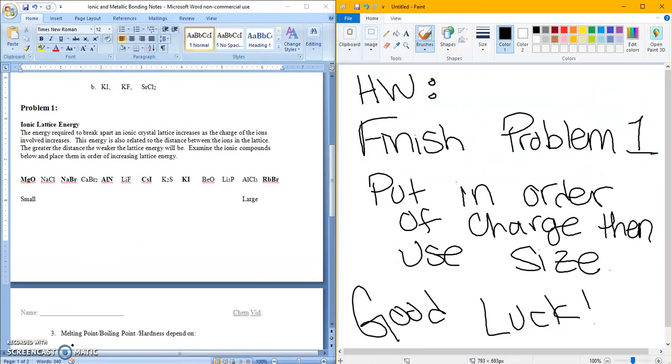Okay, so your homework is to finish problem number 1. Put these in order. Again, remember charge then size. And we will go over the rest of the notes in class next time. Good luck!